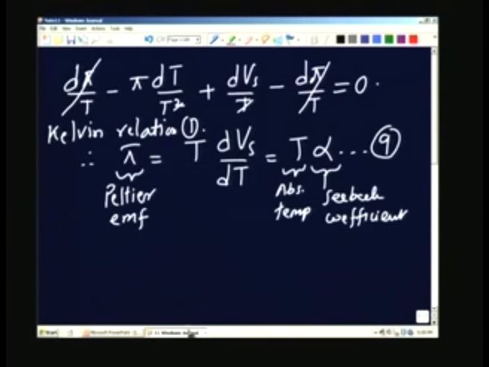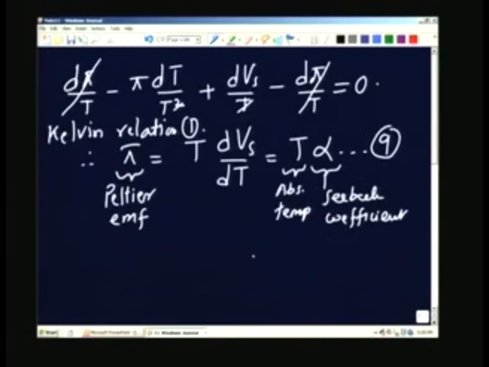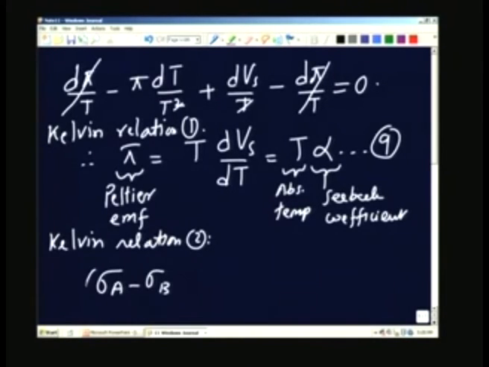And in fact, you can go back and see that if I go to the previous expression, (sigma a minus sigma b) dT equal to this, and I have already got the value of pi in terms of alpha. So, all I have to do is substitute here, and if I simplify it further, I should be able to get the second Kelvin relation, Kelvin relation 2. I will just give the answer: sigma a minus sigma b is equal to minus T d alpha by dT.